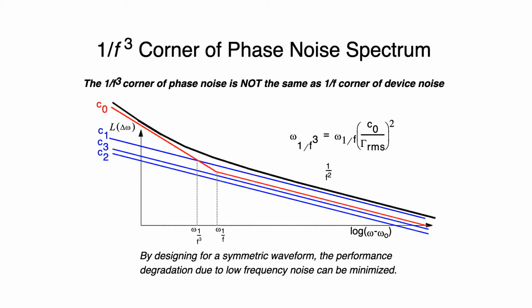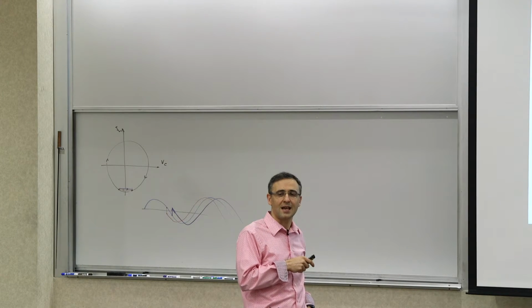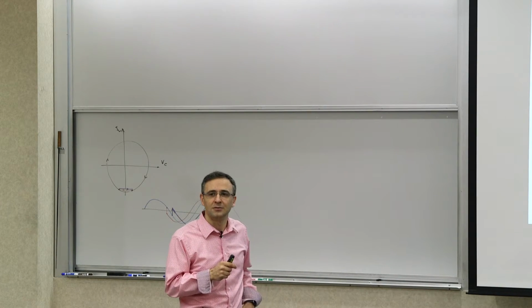So now the question is, what is that corner? You can calculate it to show that this omega 1 over f cubed corner is proportional to the device 1 over f noise corner if you had one noise source with 1 over f. If you have multiple ones, you have to just aggregate them and see where it is. But the proportionality factor is actually C naught over gamma RMS, the ratio of the DC value of the ISF to the RMS value.